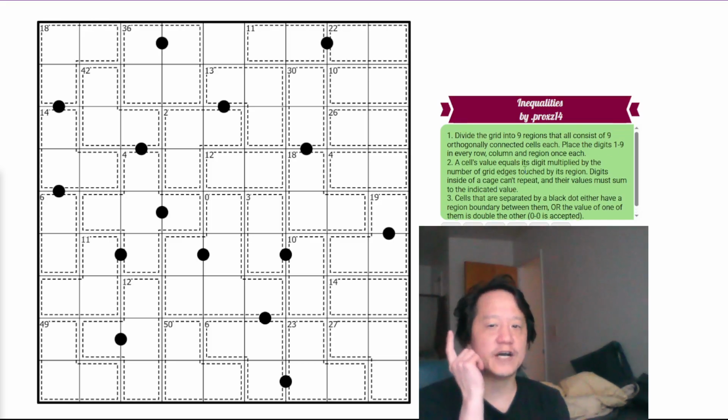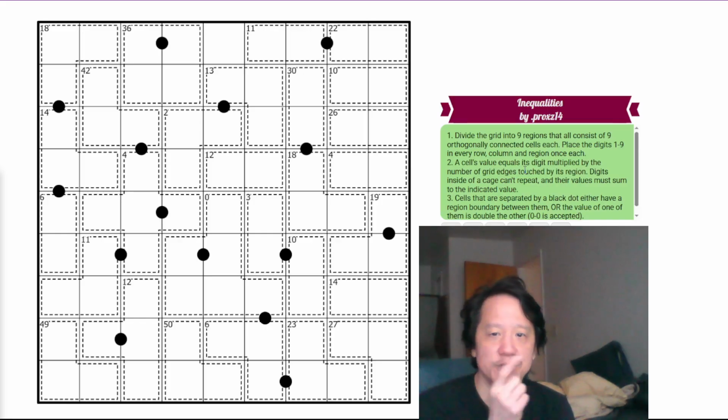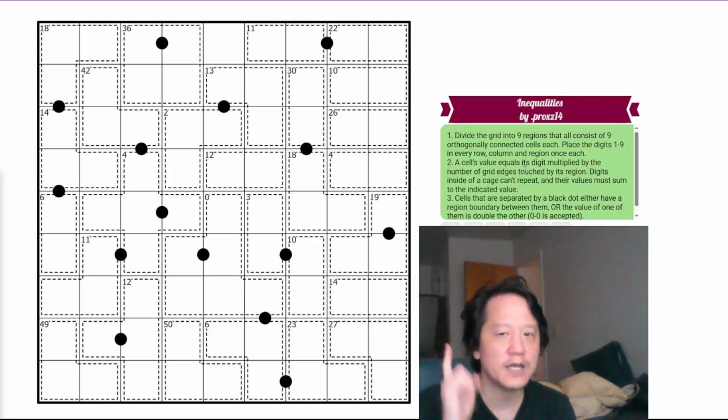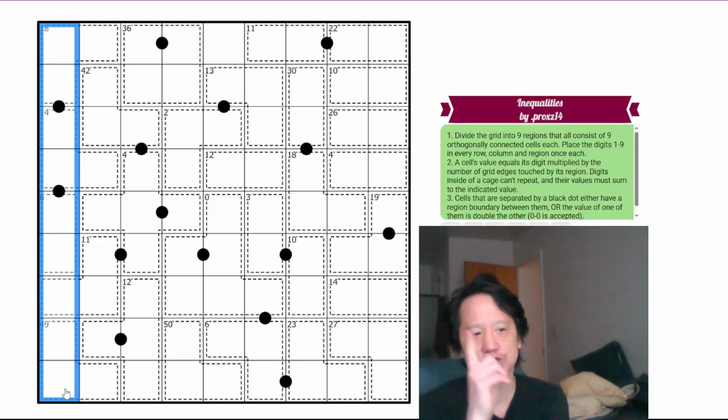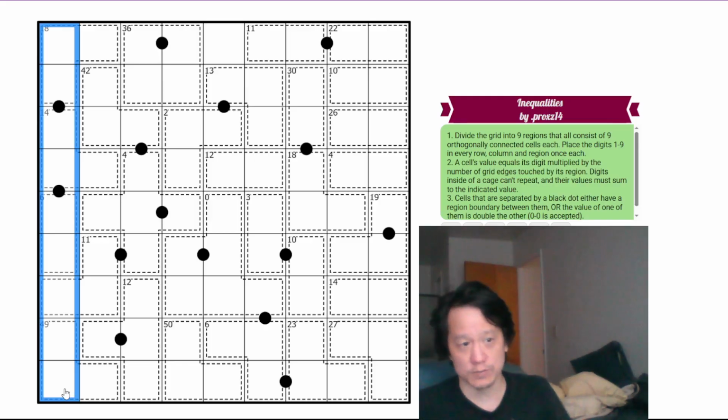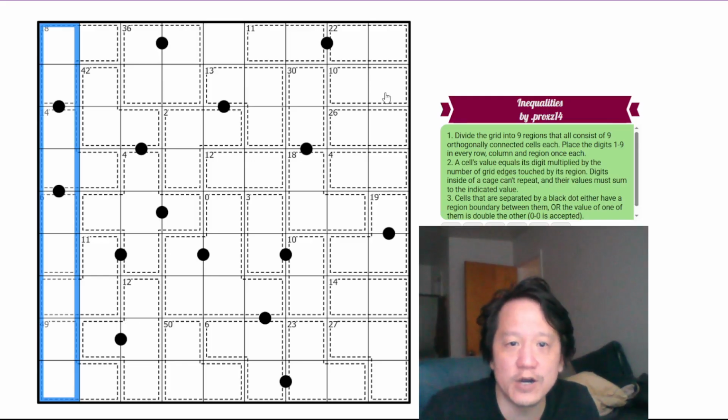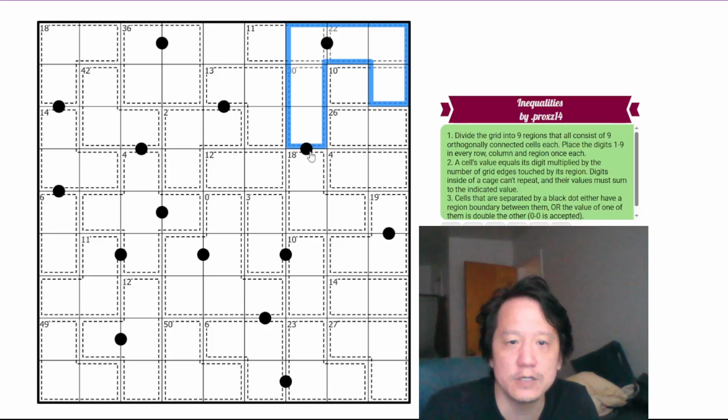We need to divide the grid into 9 regions that all consist of 9 orthogonally connected cells each. And we need to place the digits 1 through 9 in every row, column, and region once each. So this is a typical chaos construction rule set. What is an orthogonally connected region? It means you can go from any cell in the region to any other cell in the region. We could have something like this as a 9-cell orthogonally connected region.